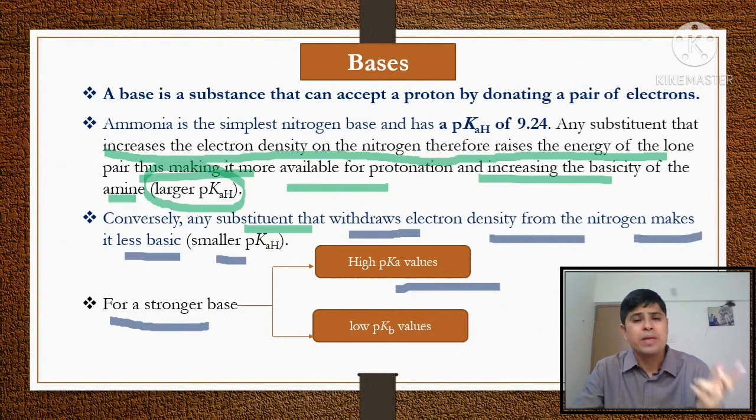Remember, here we are measuring basicity of amines by the pKaH value. pKaH means the dissociation constant for the conjugate acid of that base. After donation of the lone pair toward a proton, or in other words after acceptance of a proton by the base, that will form a conjugate acid. Now that conjugate acid is acidic. When it loses a proton, that is the measure of acidity of that conjugate acid.